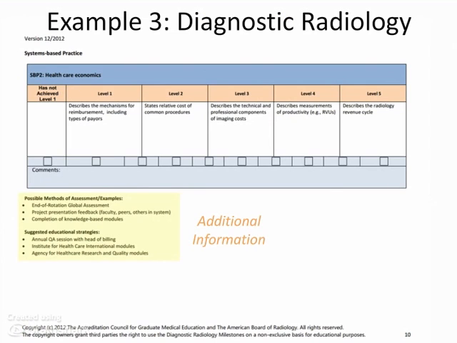Here is a third example from the Diagnostic Radiology Milestone Project. In this description of performance levels related to healthcare economics, the authors provide possible methods of assessment and suggested educational strategies. In the performance framework specification, these would be represented as additional information about the healthcare economics component. Components, performance levels and indicators may have additional information associated with them to help educators apply the performance levels.